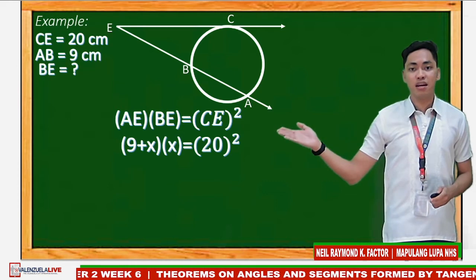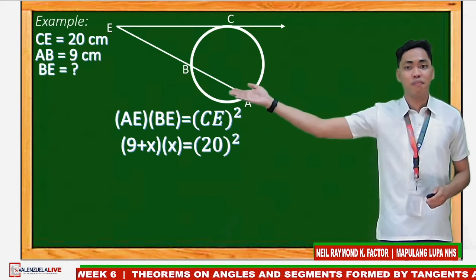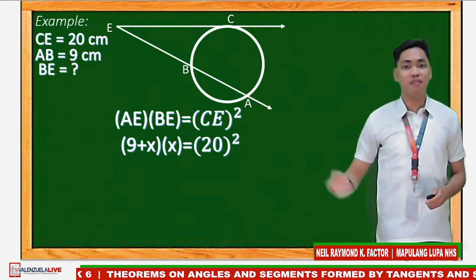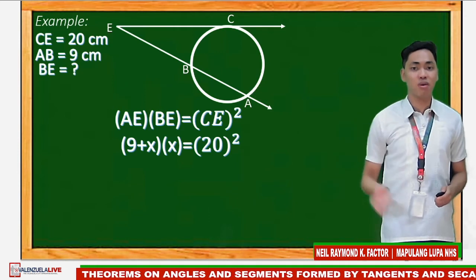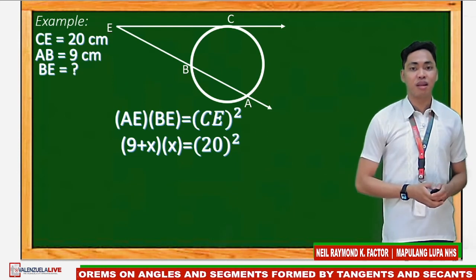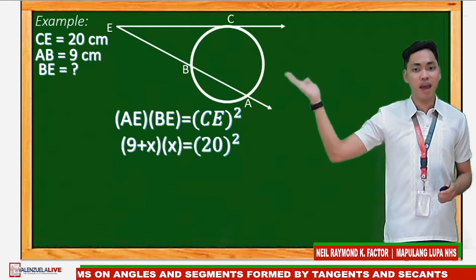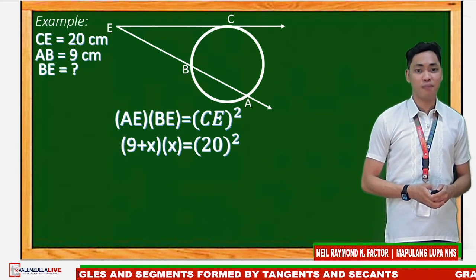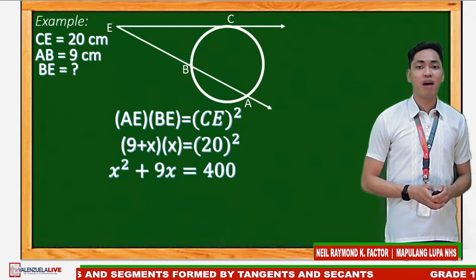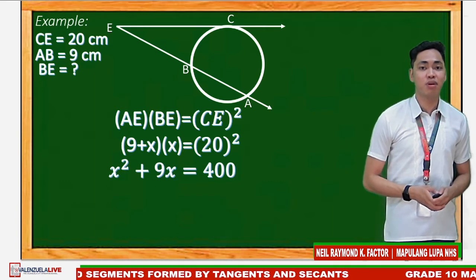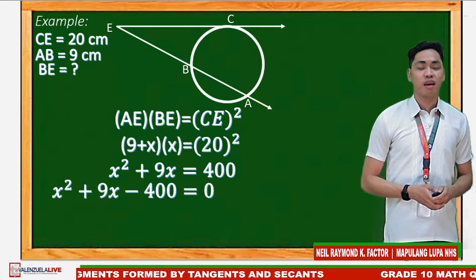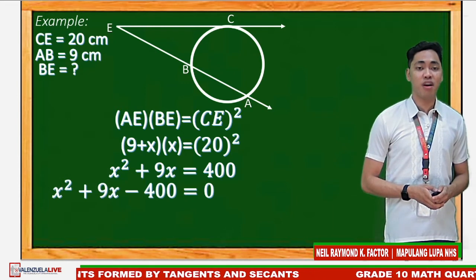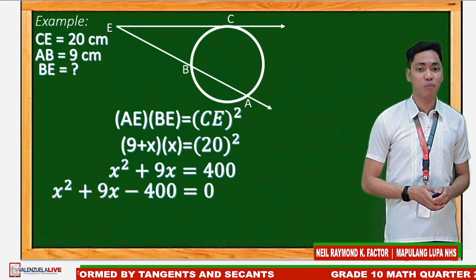So AE, that is AB plus BE. So we have AB is 9, BE is X. So we have 9 plus X, then we have times BE, that is X, is equal to CE, that is 20, and we square that. So we now have X squared plus 9X is equal to 400. X squared plus 9X minus 400 is equal to 0 by addition property of equality.